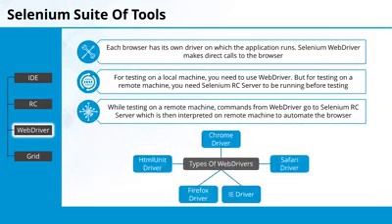Let's go to the next slide. Selenium suite of tools, again, we've got this WebDriver. Each browser has its own driver on which the application runs. Selenium WebDriver makes direct calls to the browser. Initially, this point is difficult to understand because it is using terms. If you've just heard of Selenium or if you've just decided to work with Selenium, you might not have heard about them. Each browser has its own driver. What does this mean? On which the application runs. Selenium WebDriver makes direct calls to the browser.